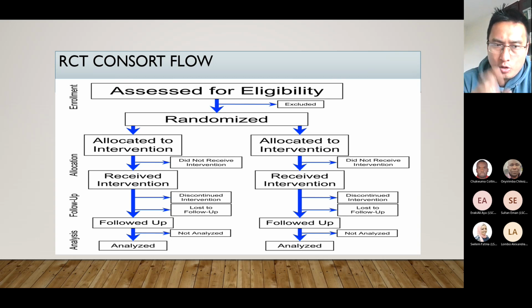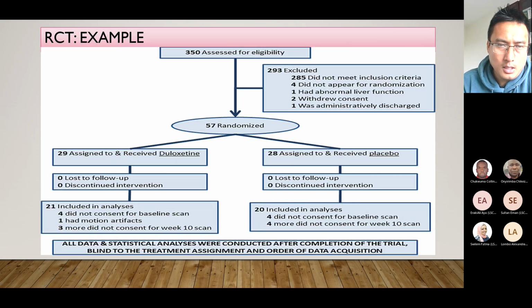Okay, so you need to know the concept if this type of graph comes. This is an example of RCT. Randomized, allocated on each of the arm. So enrollment, allocation, follow-up, and analysis. If you know that, you will answer whatever question is given on RCT.